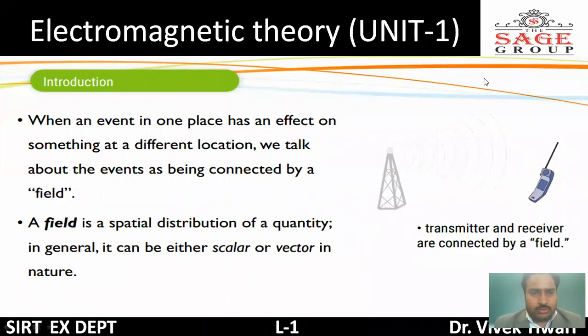Next, where can we see the electric and magnetic field in our daily life? We all are using mobile phones. A tower and a mobile are connected with the help of the electromagnetic field, and with the help of this field we can communicate between these two nodes.